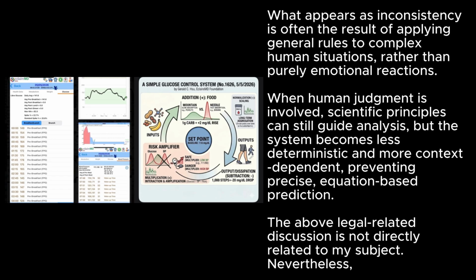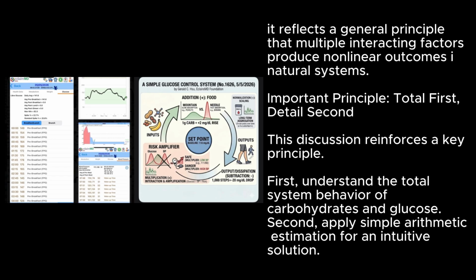The above legal-related discussion is not directly related to my subject. Nevertheless, it reflects a general principle that multiple interacting factors produce nonlinear outcomes in natural systems. Important principle: total first, detail second. This discussion reinforces a key principle. First, understand the total system behavior of carbohydrates and glucose.